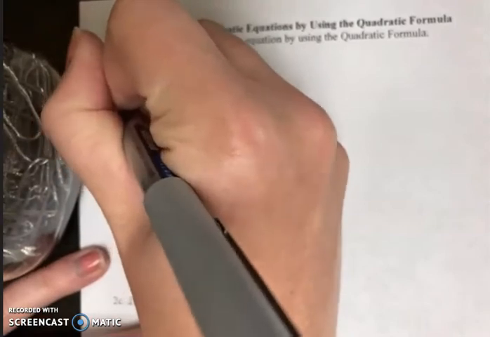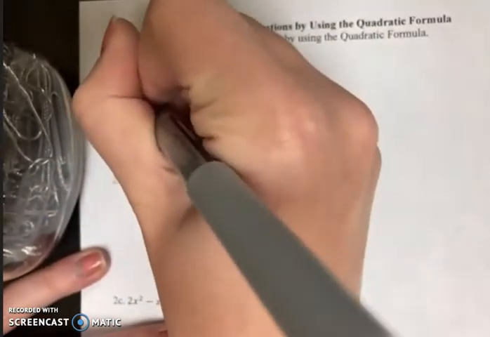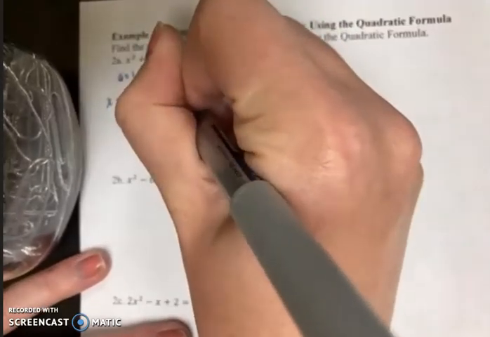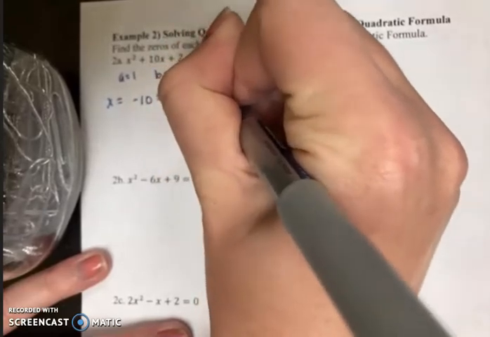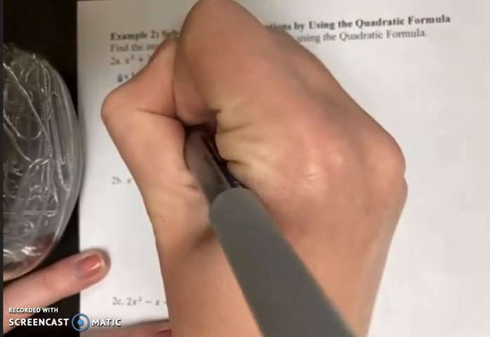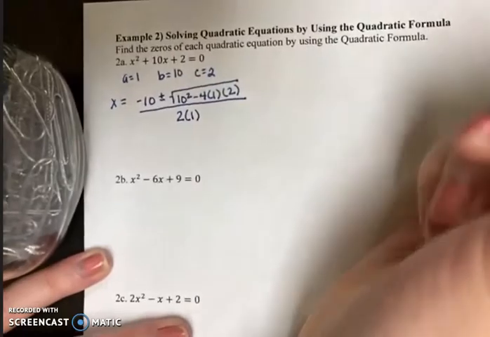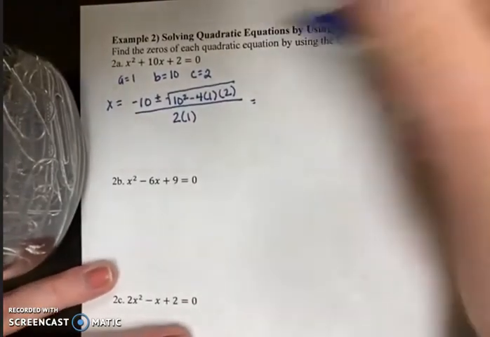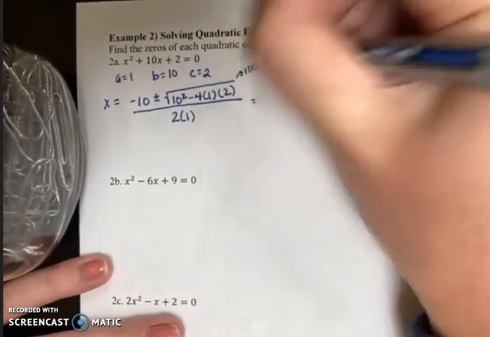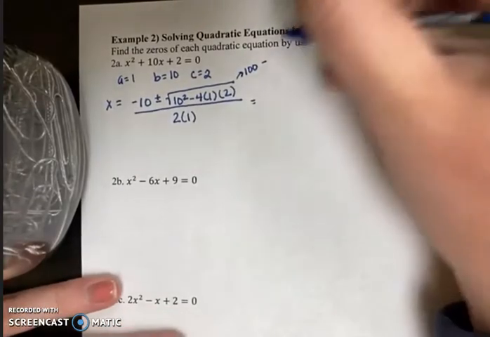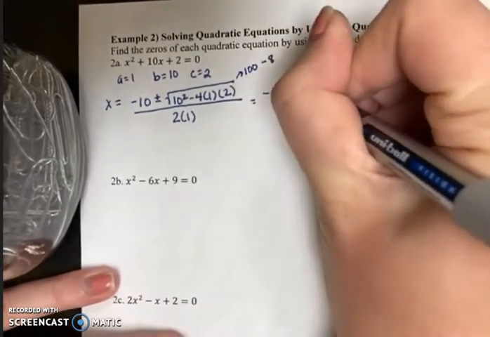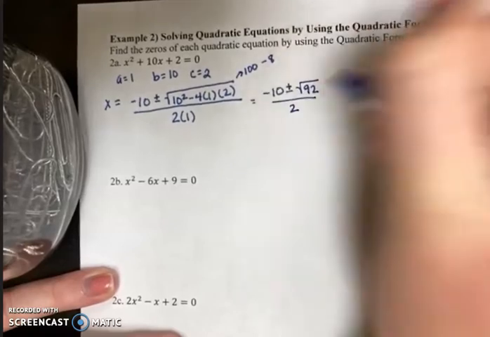So we have x equals negative b, so that's negative 10, plus or minus the square root of b squared, so 10 squared, minus 4 times a, which was 1, times c, which was 2, all over 2 times a, which was 1. What I'm going to do now is clean up the discriminant. So I have 10 squared, which is 100, minus 4 times 1 times 2, so that's 8. That leaves me with negative 10 plus or minus the square root of 92 all over 2.